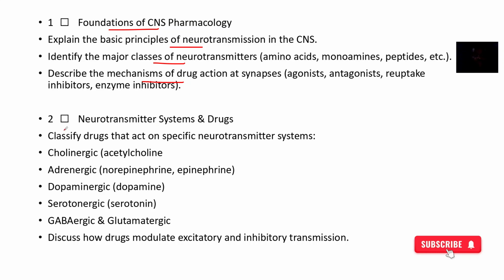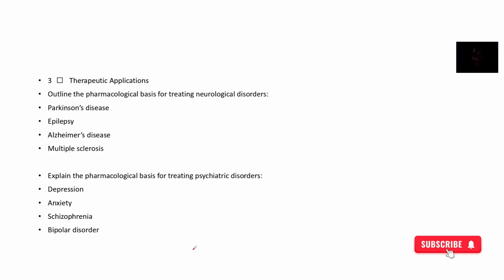Then we also talk about neurotransmitter systems and drugs, where we talk about cholinergic systems, adrenergic systems, dopaminergic systems, serotonergic systems, GABAergic and glutamatergic. We talk about all of them and how drugs are able to modulate how a system is excited and also how a system is inhibited.